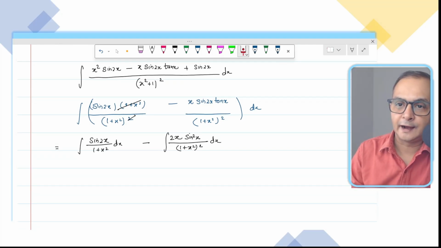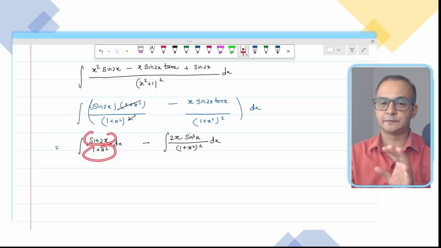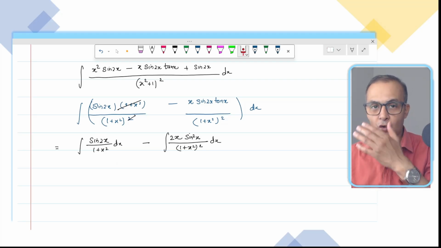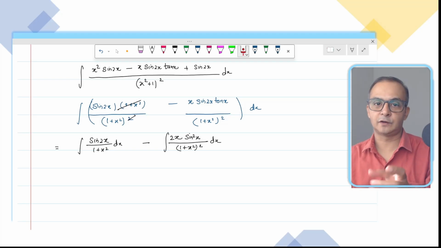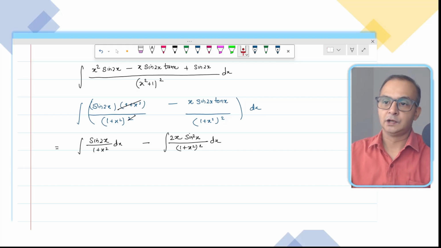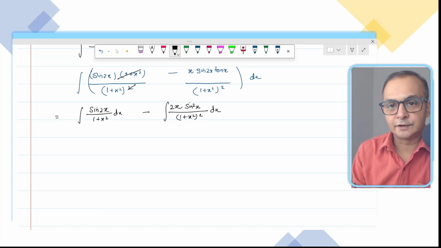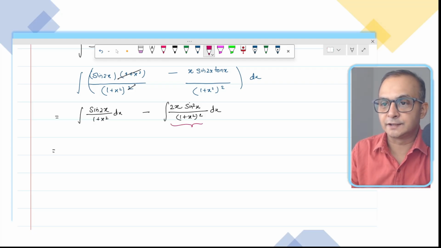Once again, I'm saying that sine 2x by 1 plus x square, I'm taking it as two separate functions and I'm applying the integration by parts in hope that in that integration by parts, some term in the form of the integration will come that will cancel this thing. So let's hope for the good, and then we try. So I'm keeping this thing as it is. I'm not going to disturb this thing.